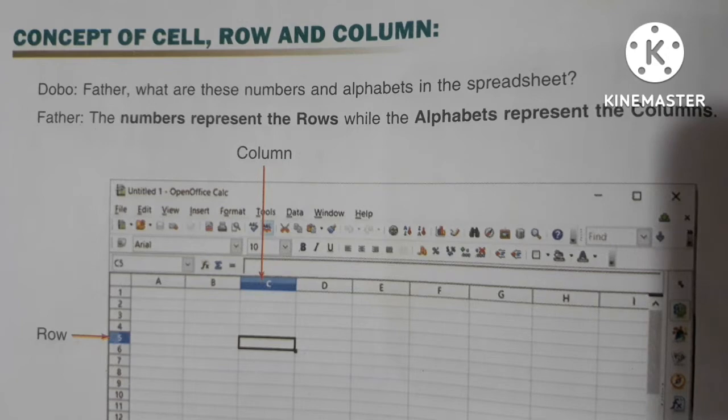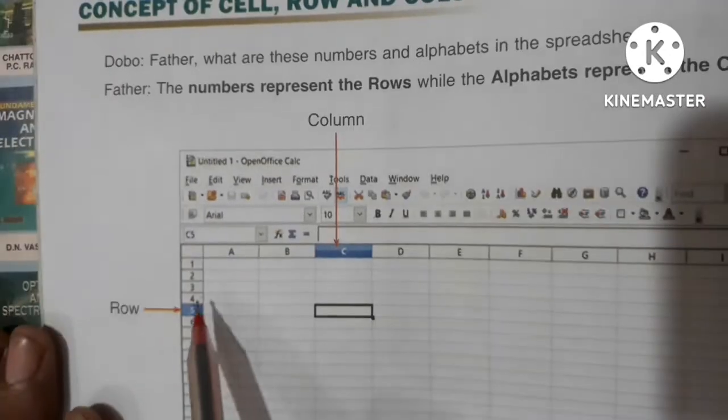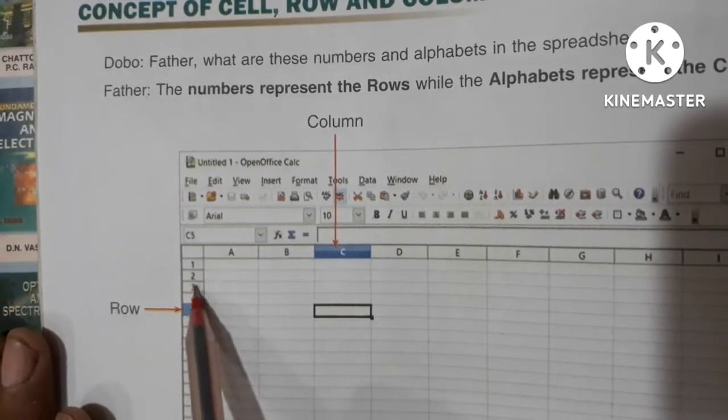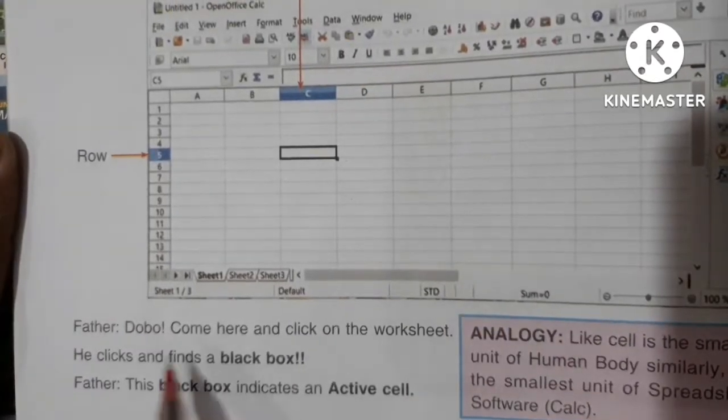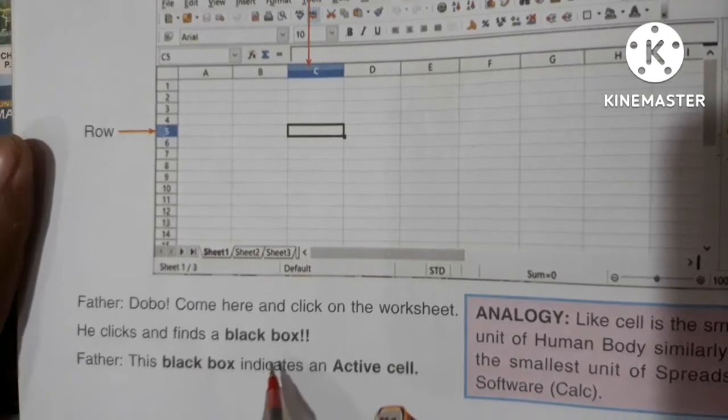Rows and columns. Here you are seeing written column and here written row. 1, 2, 3, 4, 5. Row. Dobo, come here and click on the worksheet. He clicks and finds a black box.